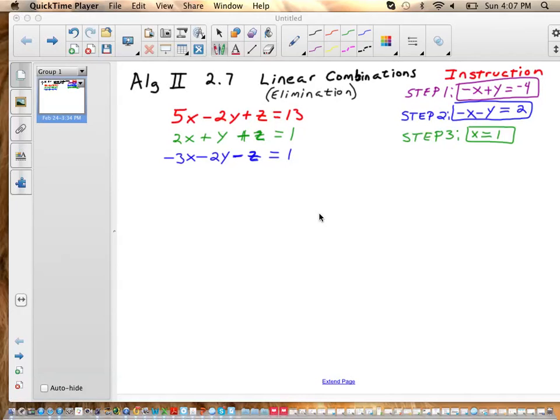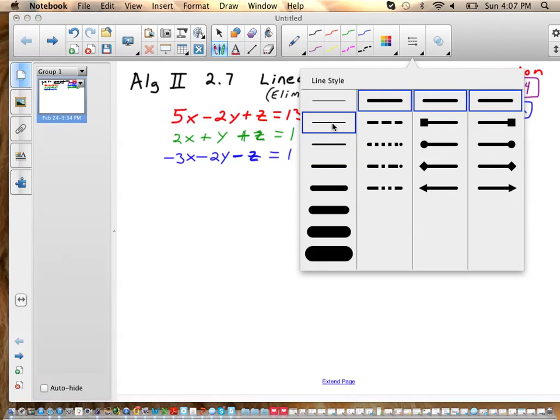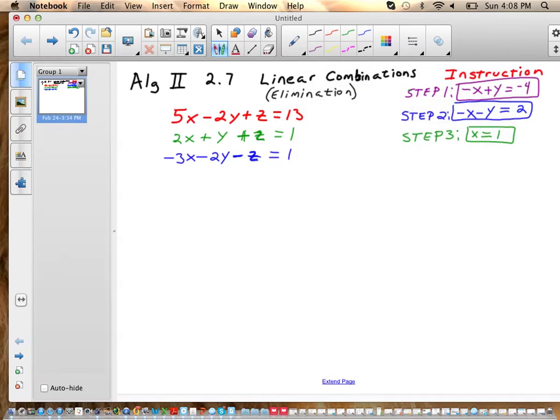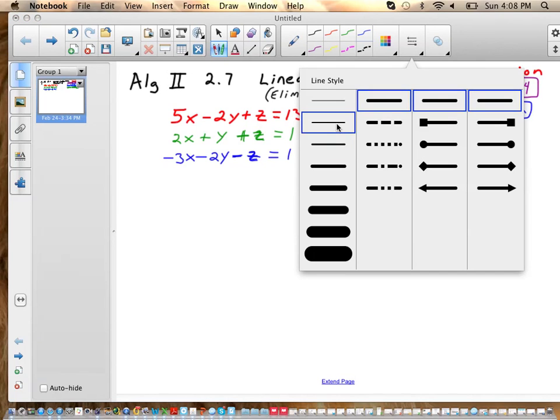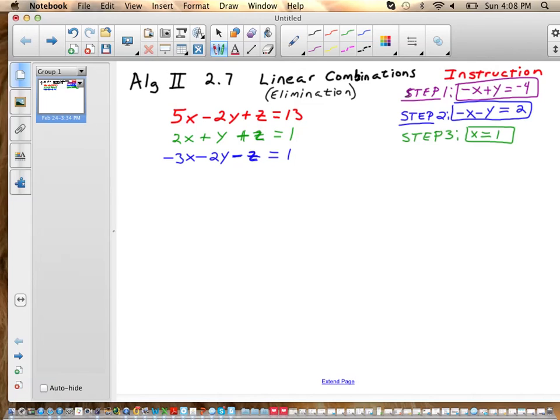Determine our 3x3s, right? 3 equations and 3 variables. So in step 1, we came up with negative x plus y equals negative 4. And then in step 2, we came up with negative x minus y equals 2.